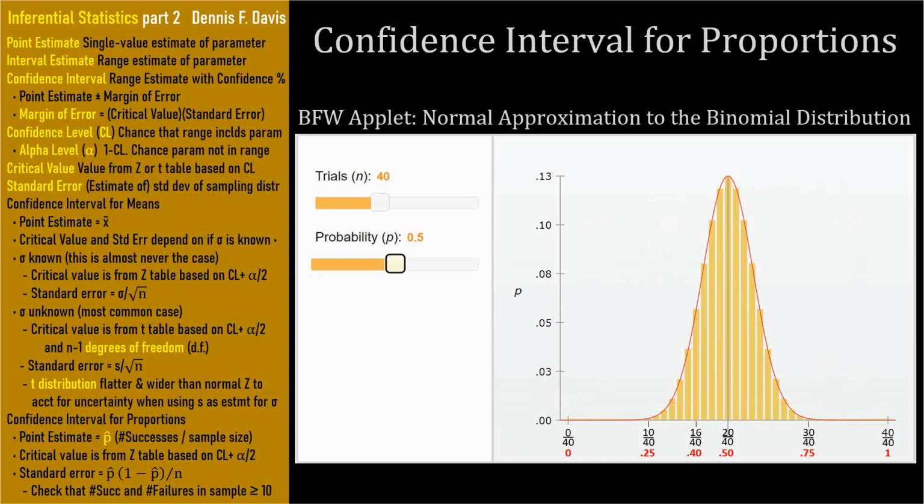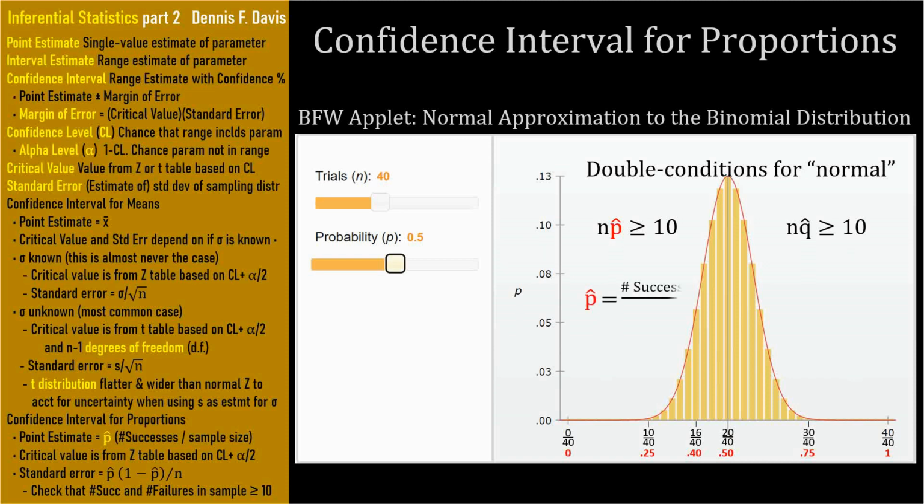Now I want to show you the double condition to check if we can use the normal distribution to find the critical value. The conditions are easy to remember: n p hat greater than or equal to 10, and n q hat greater than or equal to 10. Since p hat equals number of successes divided by n, when we multiply both sides by n, we get n p hat equals number of successes, and likewise n q hat equals number of failures. So the double condition is simply that the sample has at least 10 successes and at least 10 failures.